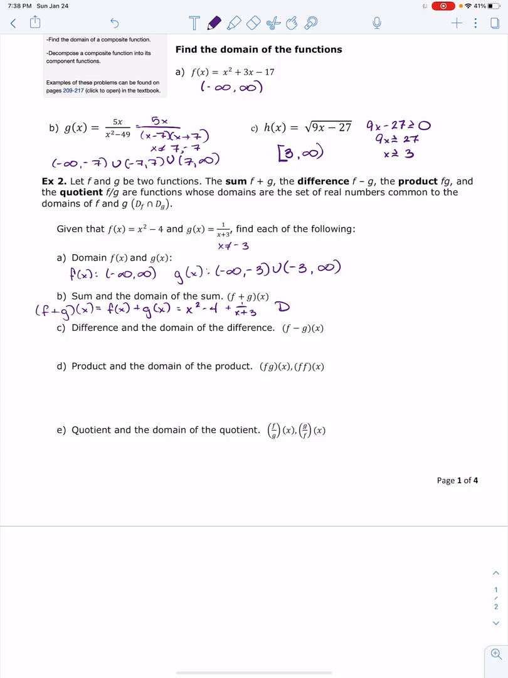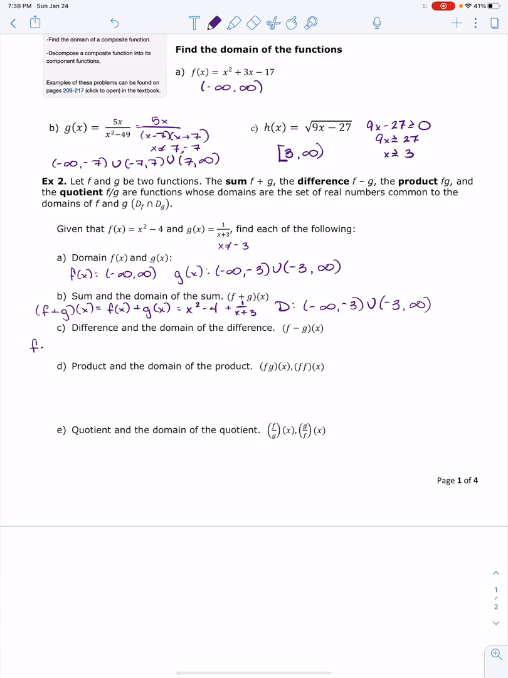The domain still is going to be the most restrictive. So look at this sum. The x squared minus 4 part is fine. We can plug in anything there. The 1 over x plus 3 is still going to cause a problem for us.